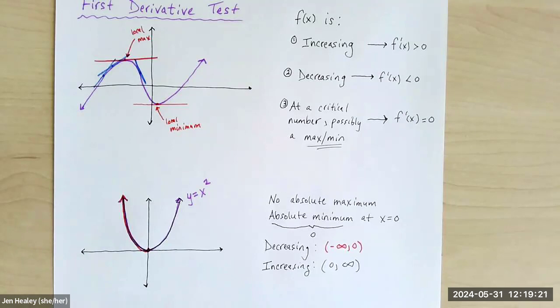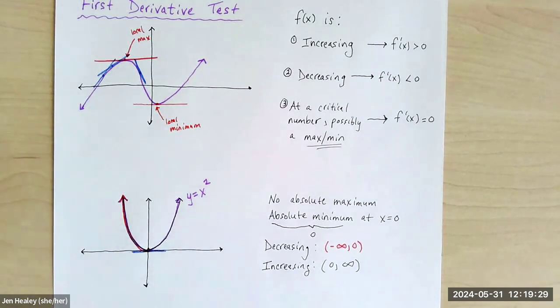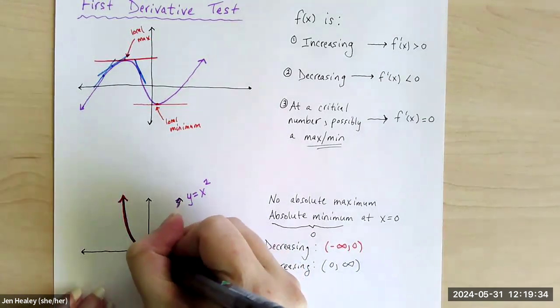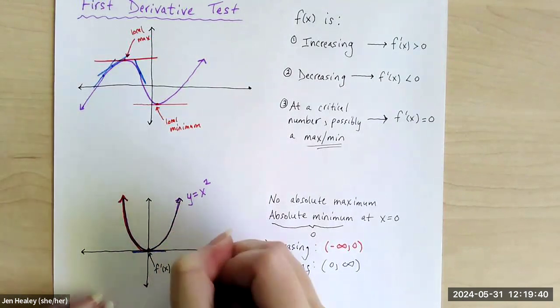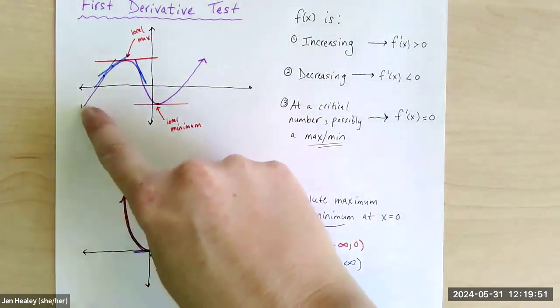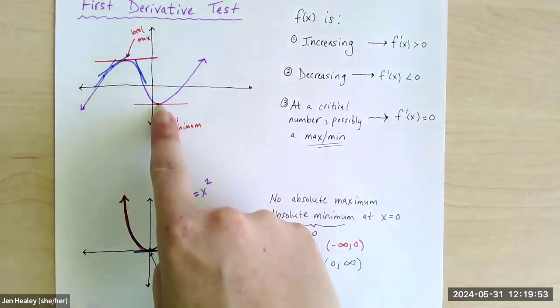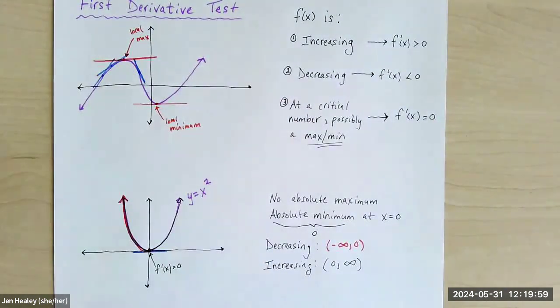And right at 0, we have a horizontal tangent line. So right at 0, we have a derivative of 0. So right at that point, f prime of x is equal to 0. And that happens whenever we're increasing and then we switch to decreasing, or we're decreasing and we switch to increasing, we pass this time when our derivative is equal to 0.